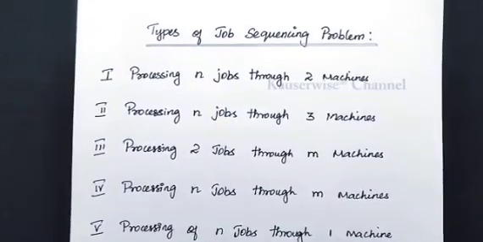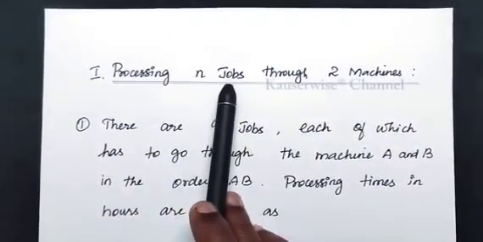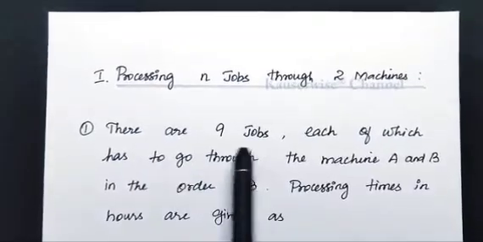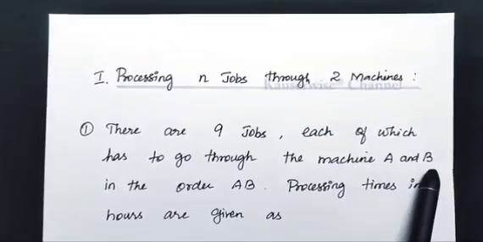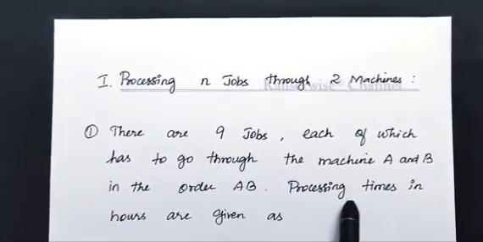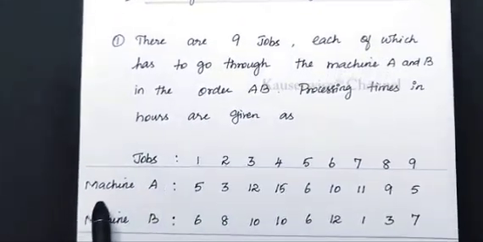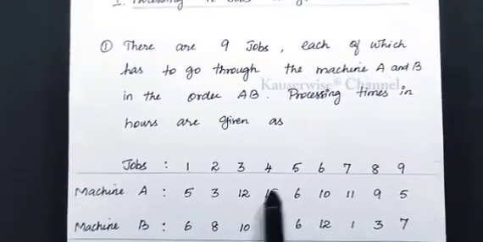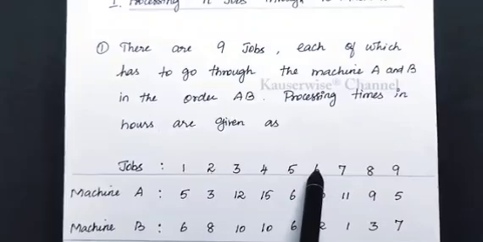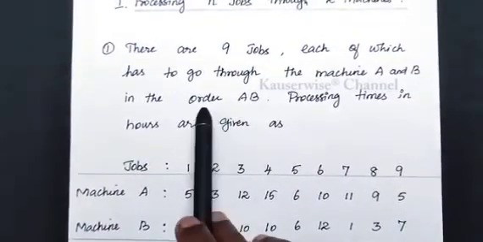Now we are going to see the numerical problem for the first one, that is processing n jobs through 2 machines. See the problem. There are 9 jobs, each of which has to go through machines A and B in the order AB. Processing times in hours are given as follows. Here we have 9 jobs and 2 machines, machine A and machine B, and these are the processing times. Each and every job has to be processed through machine A first and then machine B. So this is the order.